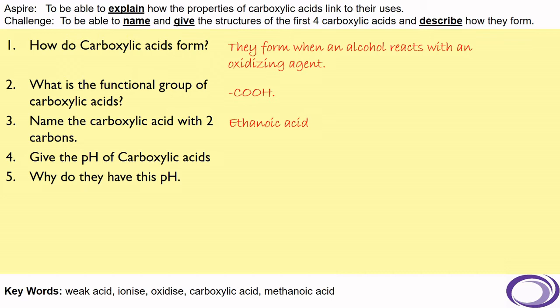And the pH of carboxylic acids is pH 3 to 5. They are weak acids, and the reason for that is that they only partially ionize, which means their compounds only partially dissociate into their hydrogen ions. And of course, it's hydrogen ions that cause a substance to become acidic.